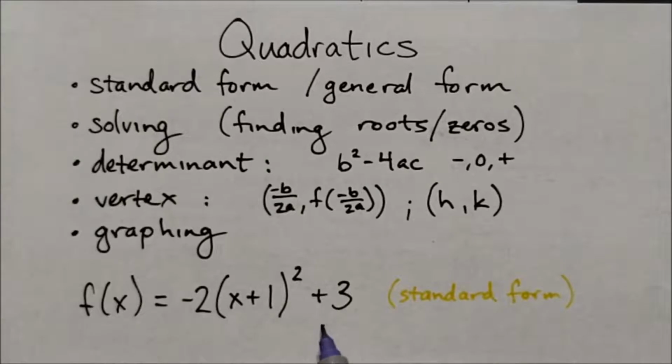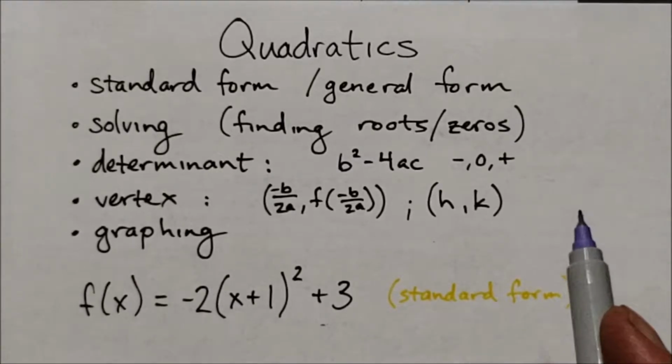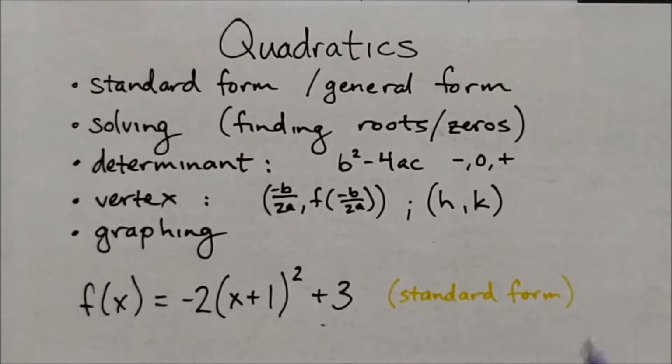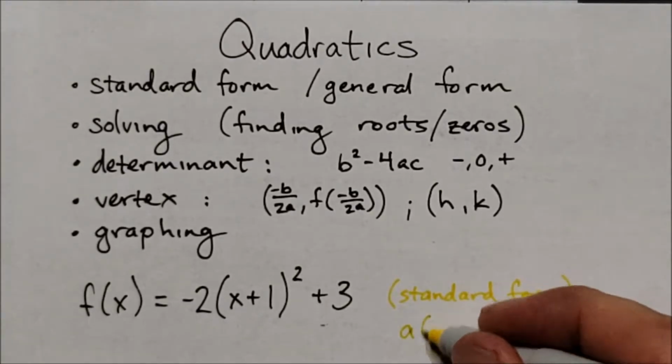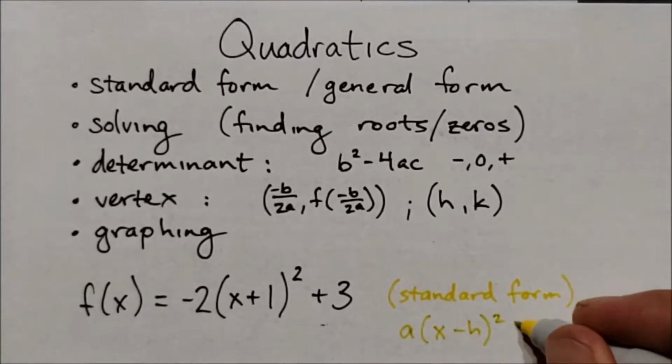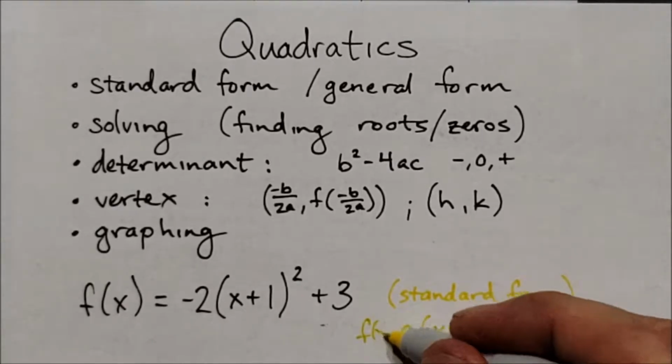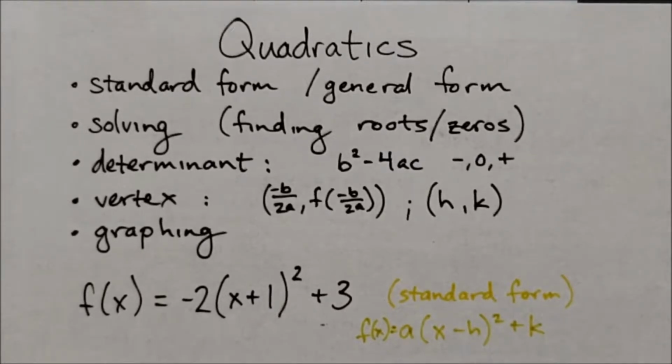First off, this is written in standard form. Some people call it general form. Most agree that this is standard form. We're going to write this into a general form, where we expand this out and have the ax squared plus bx plus c. This standard form is of the a times x minus h quantity squared plus k. That's our f of x equals that, where it gives us some useful information. But first, let's convert this into a general form.